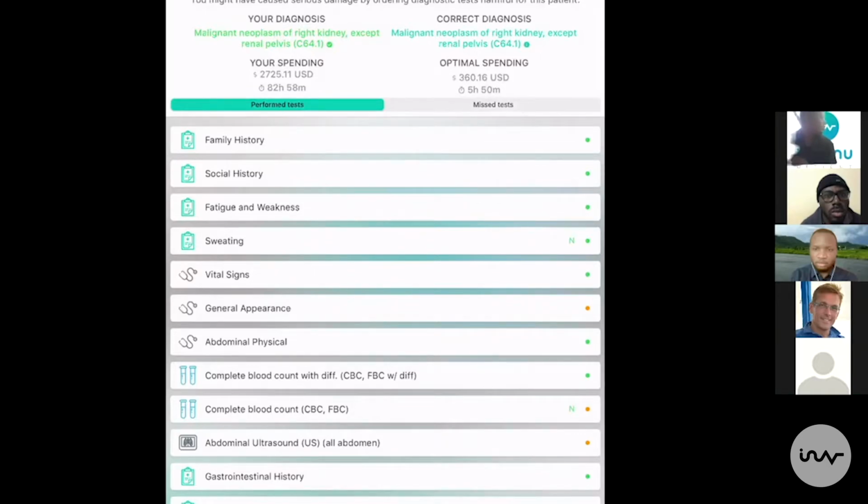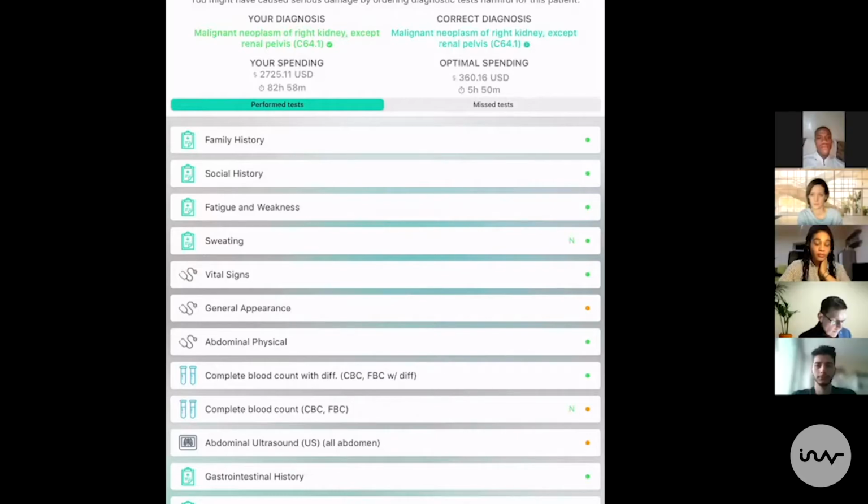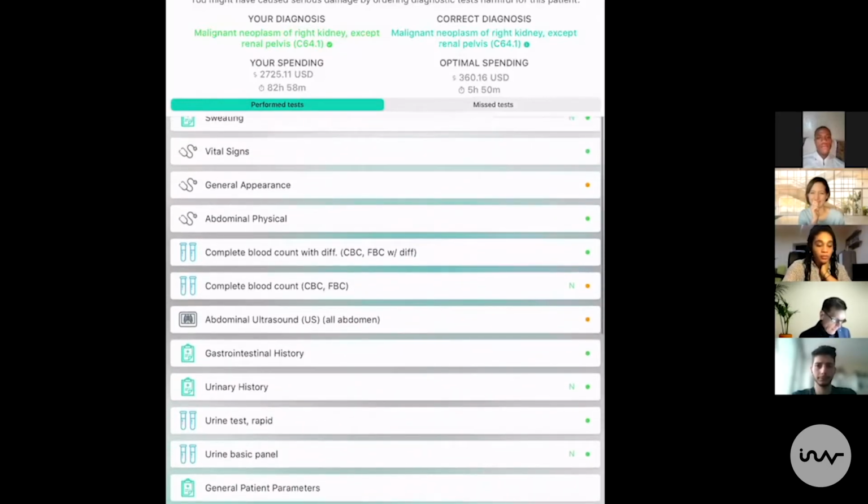As you can see in the upper panel, the optimal spending would have been $360 and 5 hours and 50 minutes. And we spent $2,700, so almost 10 times as much as necessary, and 82 hours, which is again much more than 5 hours, 20 times more. So we can improve on this.